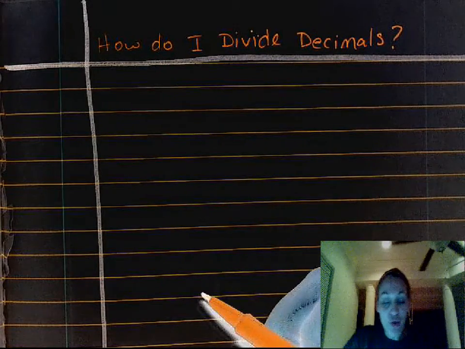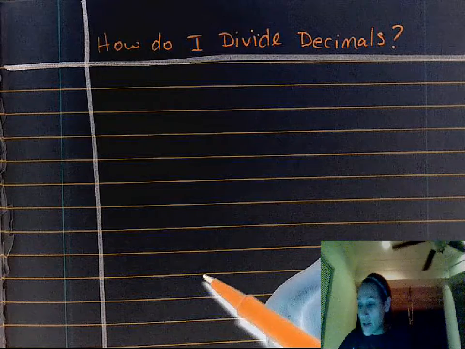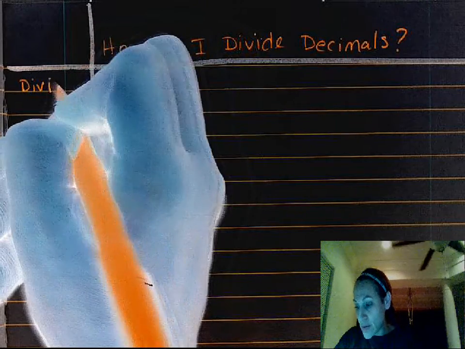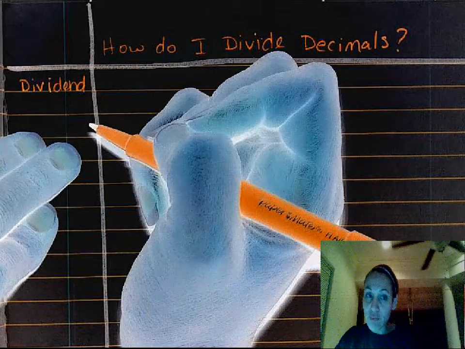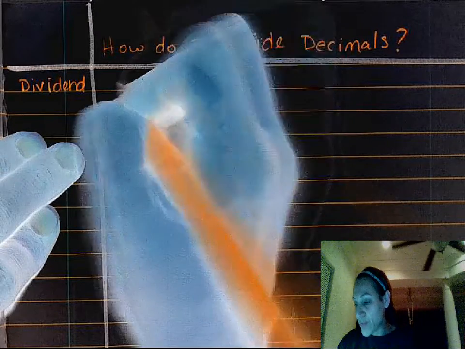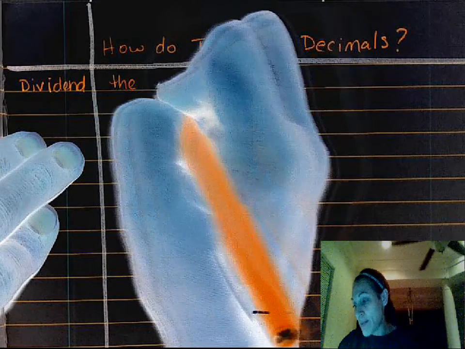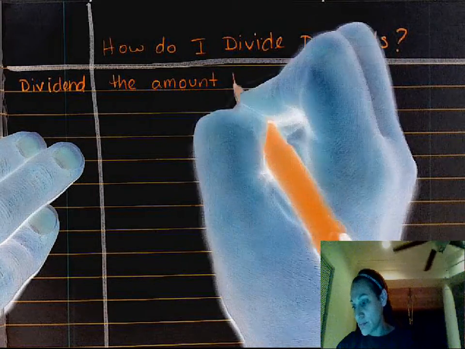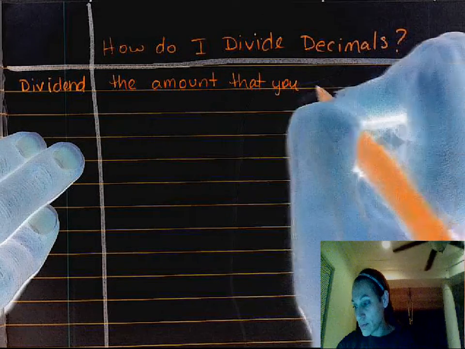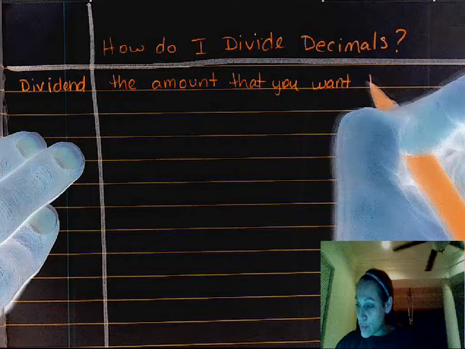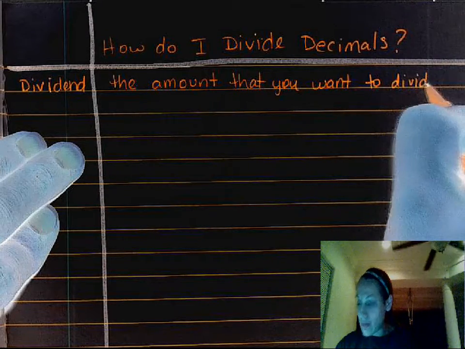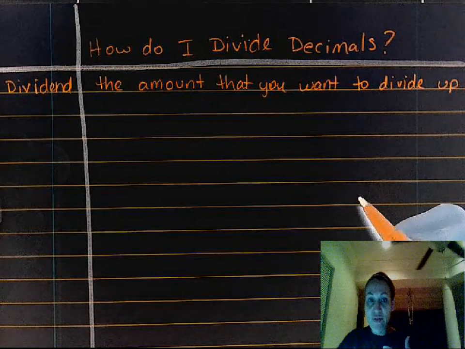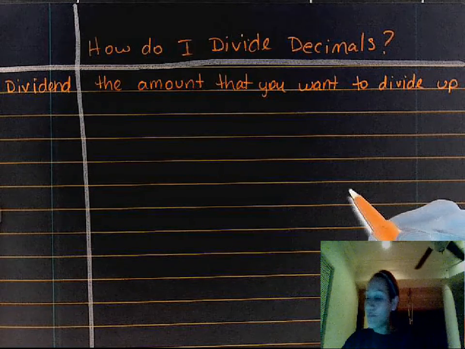Okay, so we're going to get some terms down first of all. So let's talk about dividend. And these are not new terms. These are terms that you have heard of before. We just need a quick reminder about them. Your dividend, that is the amount that you want to divide up. Okay, that's your dividend. Then you have your divisor, right?